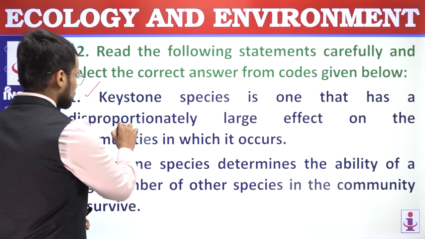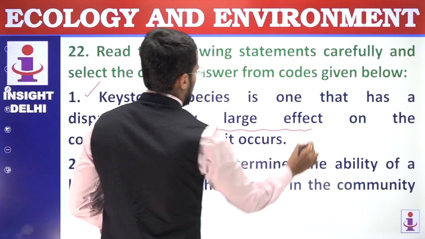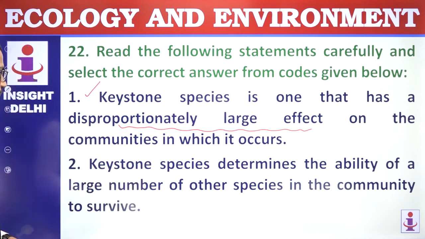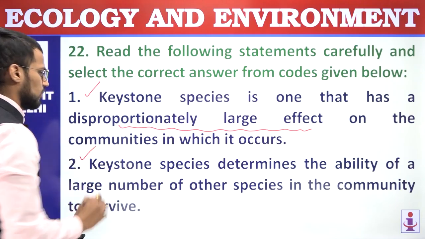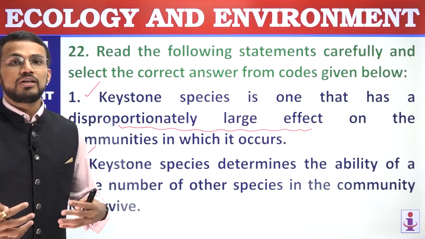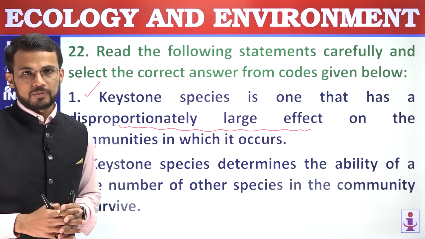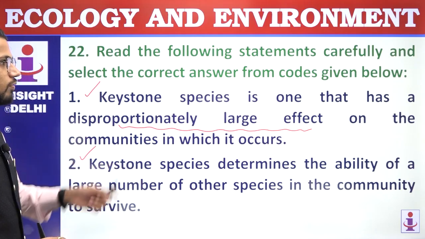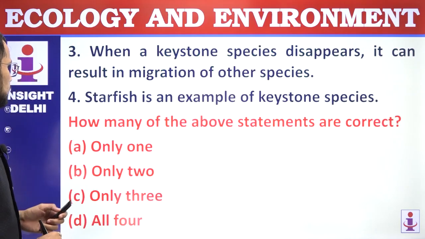They have a disproportionately large effect on the communities in which they occur. Second, a keystone species determines the ability of a large number of other species in the community to survive, right? So they will determine the ability of different species in a community, whether they'll be able to survive or not, right? And that's why the second statement is also an explanation of keystone species, which is correct.